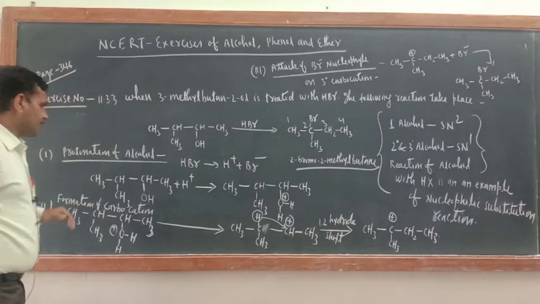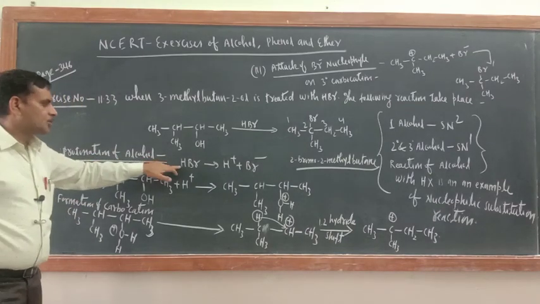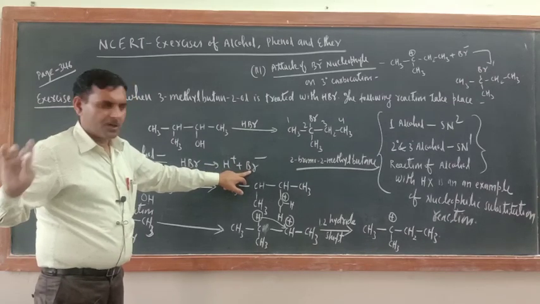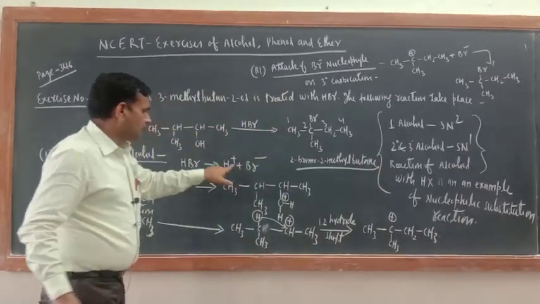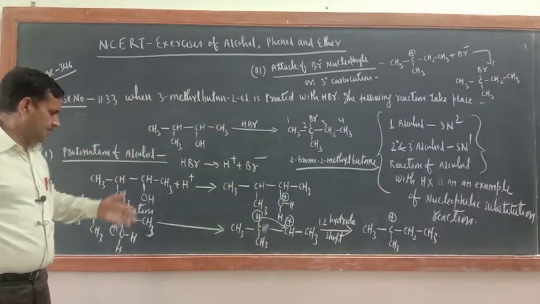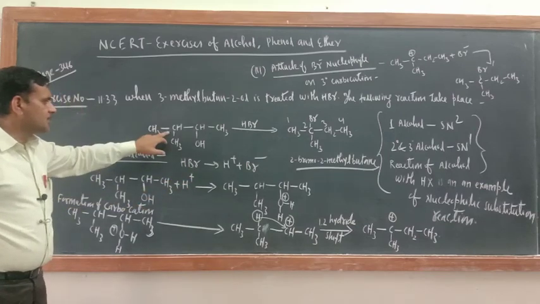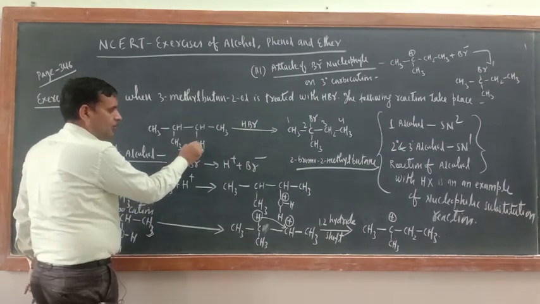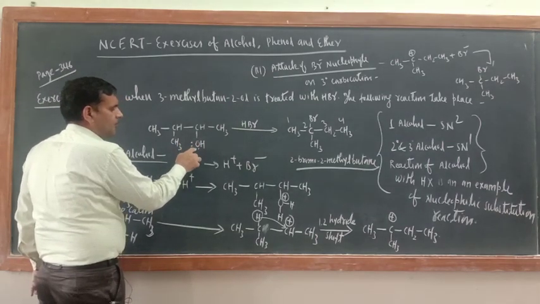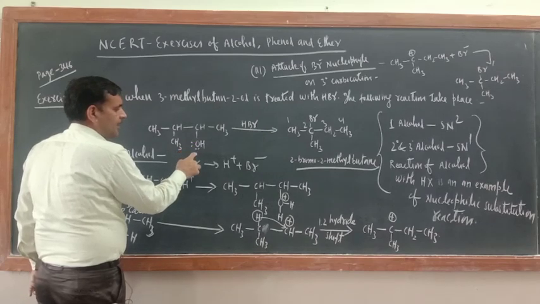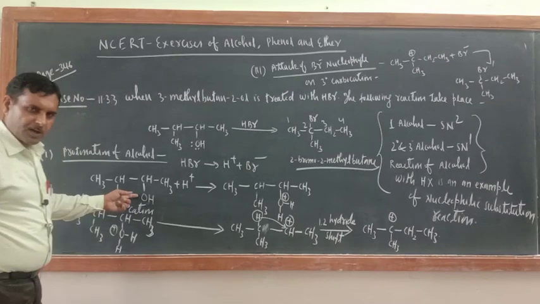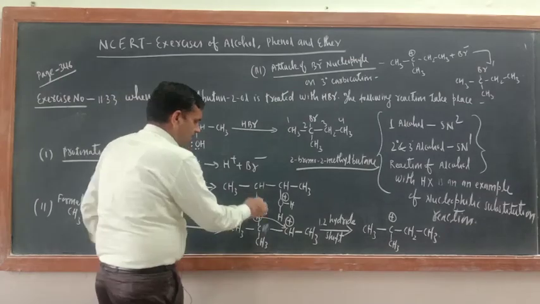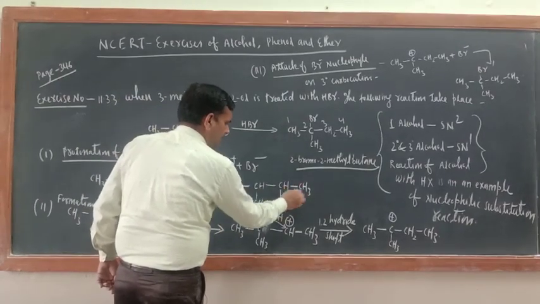Now just see the mechanism. The first step is protonation of alcohol. So HBr will dissociate into H positive and Br negative. Just remember this. Now proton is generated because it is a protonic acid. With the help of this proton, this alcohol will be protonated. In the OH group of the alcohol, the lone pair of oxygen is responsible for the protonation. So here this H positive will be added, on CH3, CH3, CH, OH and CH3.